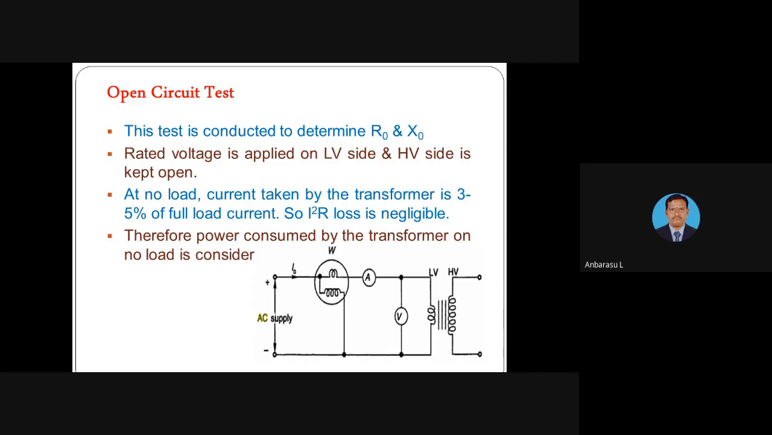So the I square R losses are negligible. We consider the I square R losses negligible because the transformer takes only 3 to 5% of full load current. That is, the copper losses are negligible in the open circuit test. Only one loss is there. That loss is called the iron loss or core loss, because we apply the rated voltage on the low voltage side and the high voltage side is kept open. So the transformer produces only iron losses.